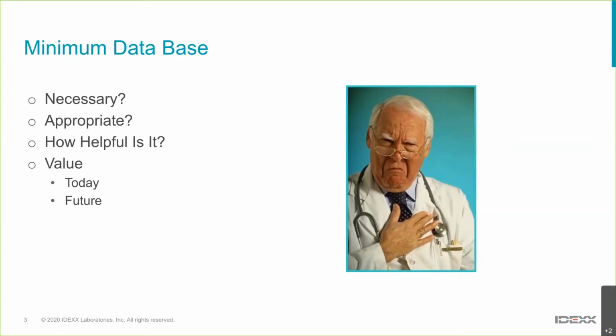In those settings, doing the minimum database with a CBC, a chemistry profile, and a urinalysis can give us some invaluable information. There are times that testing will tell us what's wrong with the patient. We might find signs of inflammatory disease or a metabolic disease. There are other times where it won't give us a specific answer, but it serves to rule a lot of things out so that we can focus on other potential causes.